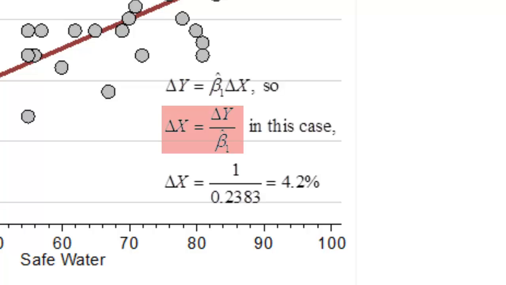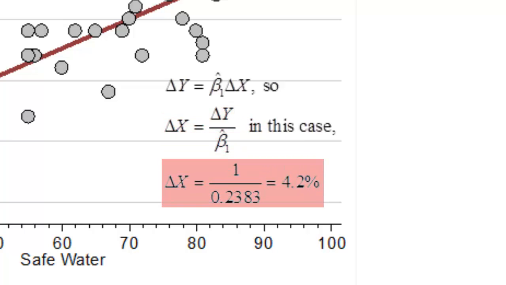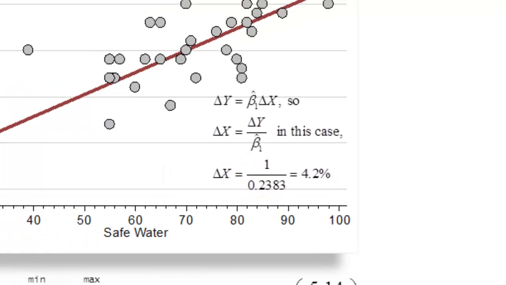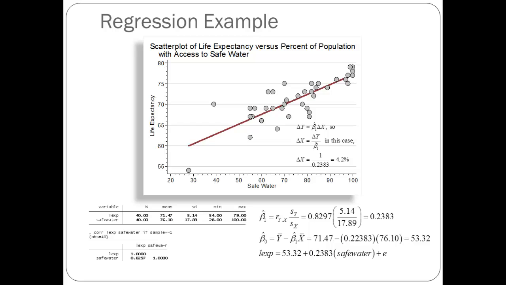All I do now is, well, I'm interested in a 1-year change in life expectancy, so I'm going to change delta y to 1. I have my regression coefficient, 0.2383, so I'm going to plug that in, and I get a value of 4.2%. So now we can also add this to our interpretation of this particular regression model. This says to me that if countries are able to increase their access to potable water by 4.2 percentage points, then we could be hopeful that on average we would see an increase in life expectancy of approximately a year. A very powerful story told with numbers.